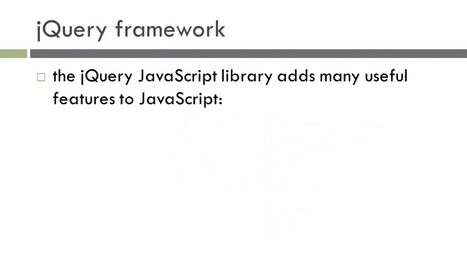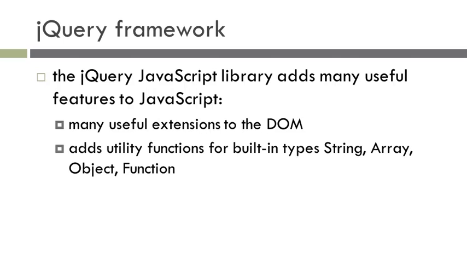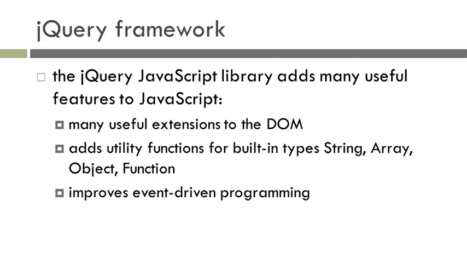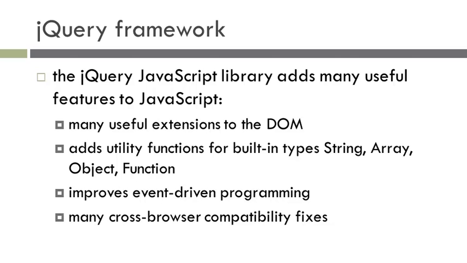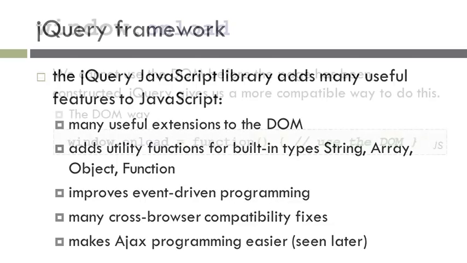The jQuery JavaScript library adds many useful features to JavaScript. It contains many useful extensions to the DOM. It adds utility functions for built-in types of string, array, object, and function. It improves event-driven programming. It contains many cross-browser compatibility fixes, which means you write it once and you can use it anywhere. And as we'll see later, it makes Ajax programming a lot easier.